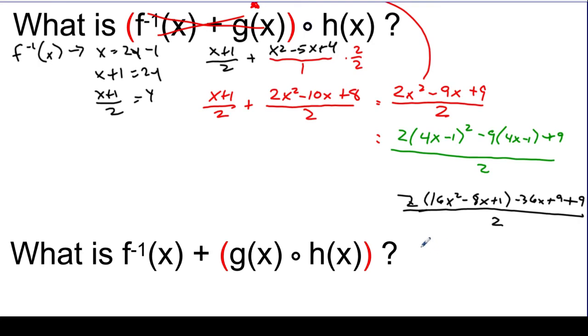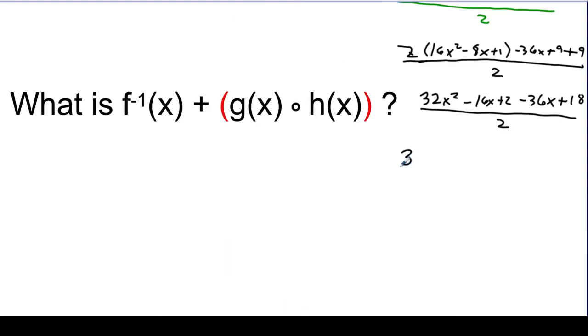Distribute. So then now this looks like 32x squared minus 16x plus 2. And then I still have this minus 36x. And I'm going to add these two together. I can make that plus 18. That's a little nicer looking. Okay, all over 2. Okay, and then my last step, it looks like I can put together the negative 16x with the negative 36x. Okay, let's move down again. So I'm going to say 32x squared. Okay, negative 16x minus 36x looks like negative 52x. Okay, and then I have 2 plus 18. Well, that's a 20 all over 2.